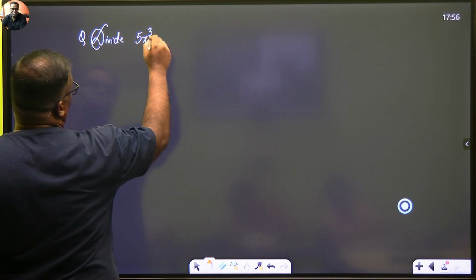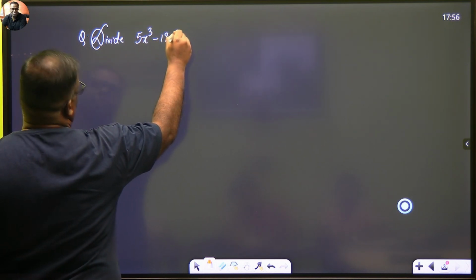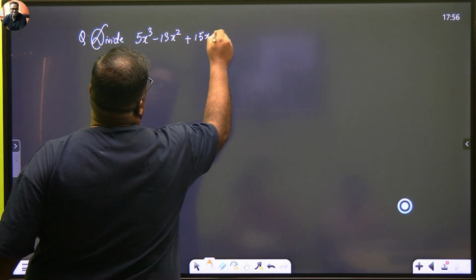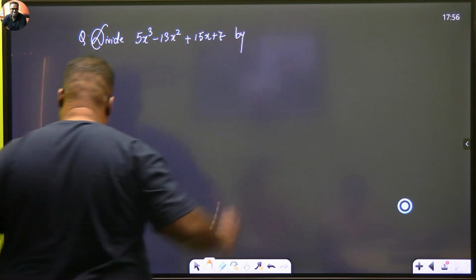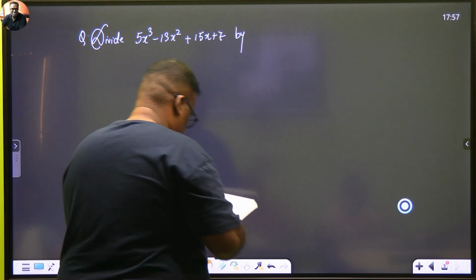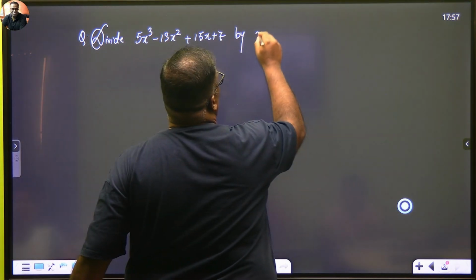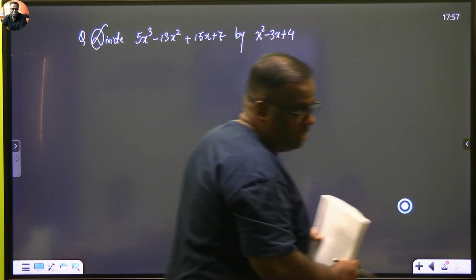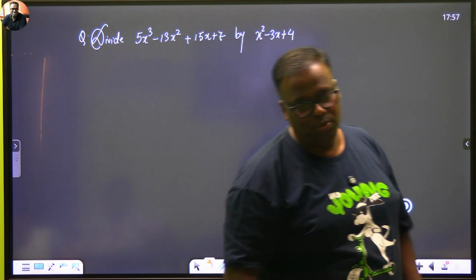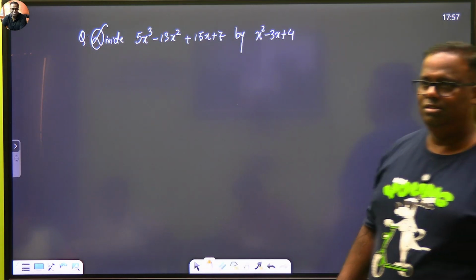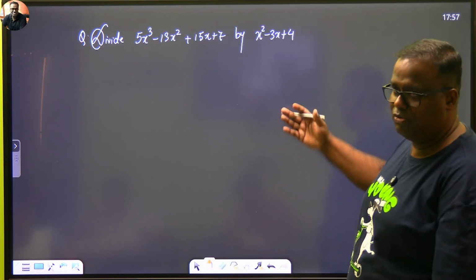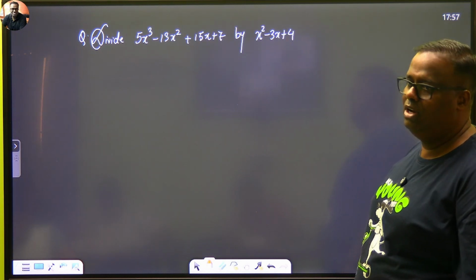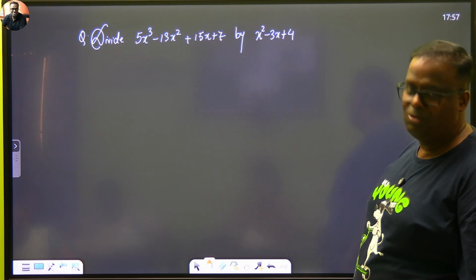Divide 5x cube minus 13x square plus 15x plus 7 by x square minus 3x plus 4. So we have gone head on with a bigger one. We are doing a quadrinomial with a trinomial. This is a tougher one upfront, I'm saying. So we'll first learn how to drive a bus, then we'll learn how to drive an auto. It will be easy.